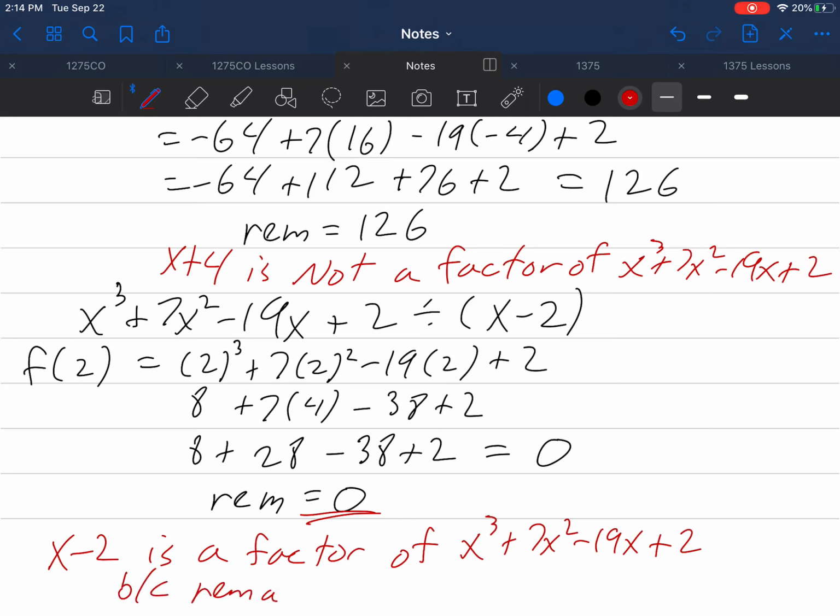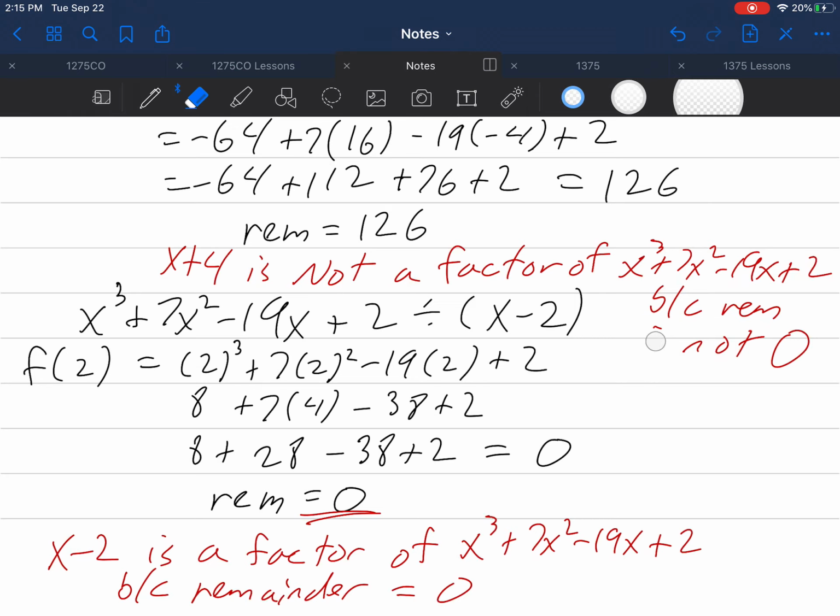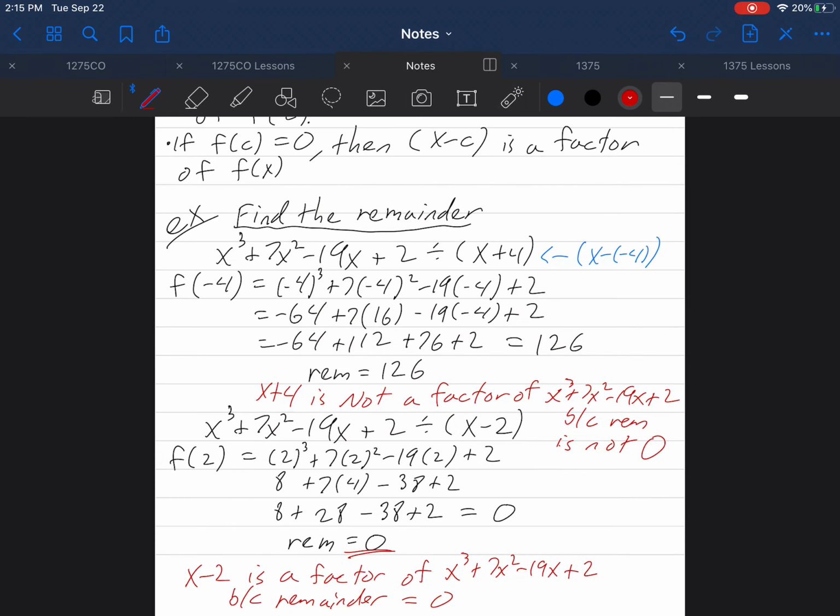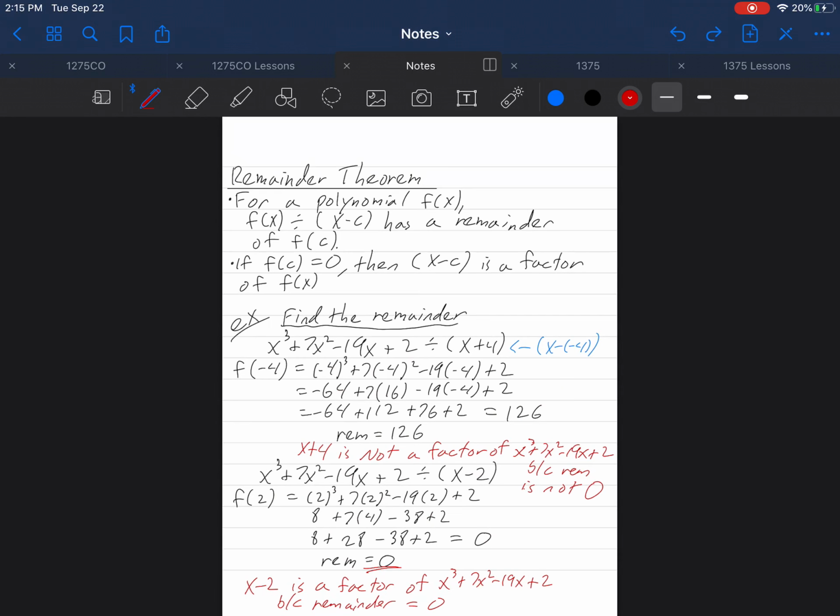And the reason is the remainder is equal to 0. Right here, the remainder is not 0. If it's anything other than 0, it doesn't matter if it's positive or negative, how small or large, if it's not 0, that means the binomial it came from is not a factor. And that's all the remainder theorem says.